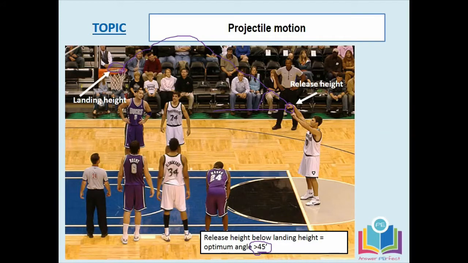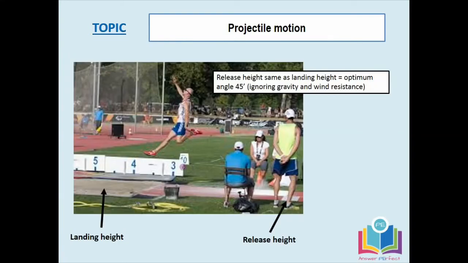Let's have a look at another one then. Here we've got a long jumper. What's really important here is that the release height is the same as the landing height, so they are exactly the same. The optimum release angle here is 45 degrees, but it's really important to note that this is ignoring gravity and wind resistance. So the optimum angle here would be 45 degrees.